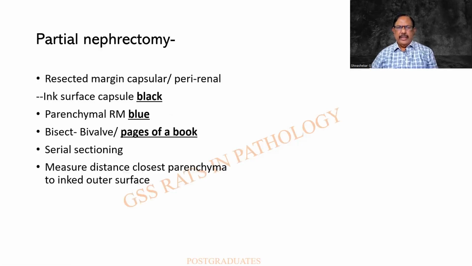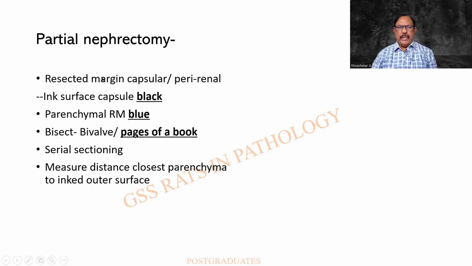In a case of partial nephrectomy or even a radical nephrectomy, you find that the resected margin, capsular region, should be inked black. And there is another one, because it is partial, I'm going to cut across the kidney. Therefore, another resected margin which is marked blue. Because once the bits are given, the orientation becomes difficult.